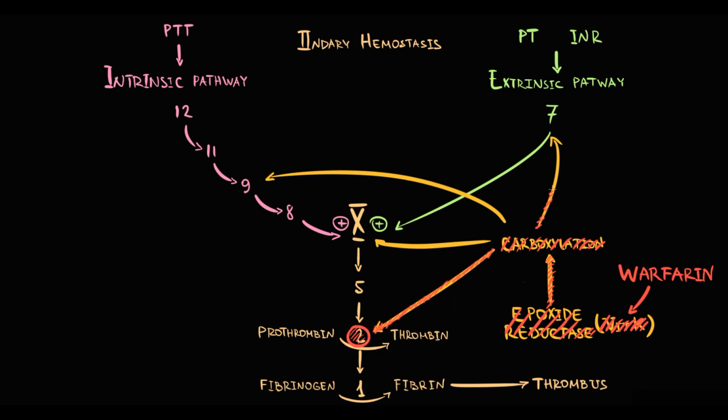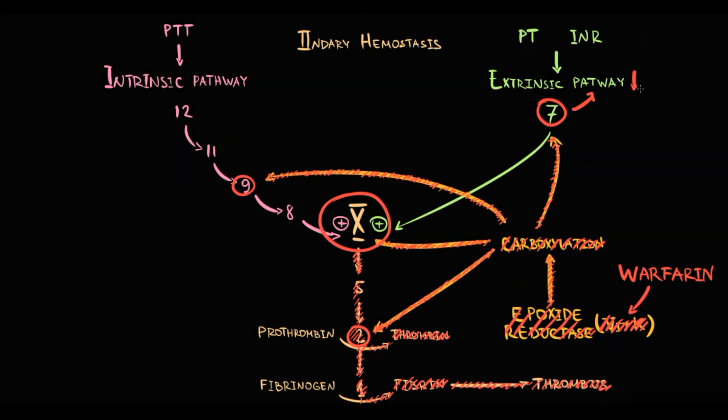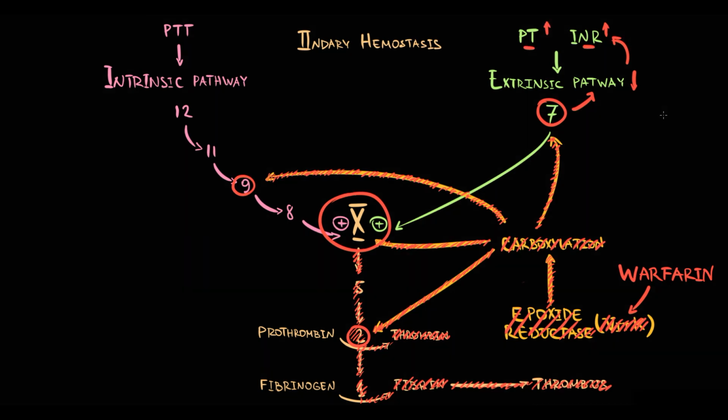Thereby factors 2, 7, 9 and 10 will be produced broken. They cannot perform their function adequately. As a result, the coagulation cascade becomes dysfunctional, thereby thrombus formation will decrease. Because warfarin affects factor 7, which is practically the only and the major factor in the extrinsic coagulation pathway, the extrinsic coagulation pathway is affected the most. And because of that, we monitor warfarin effect by prothrombin time and international normalized ratio.